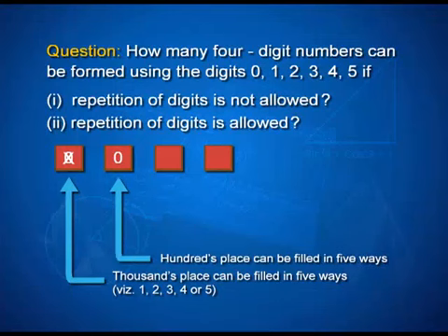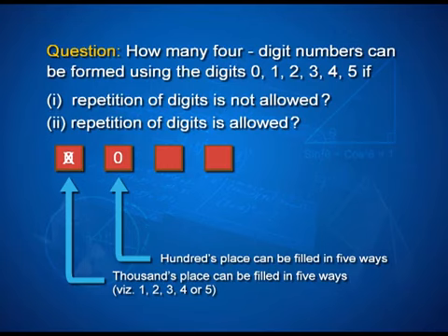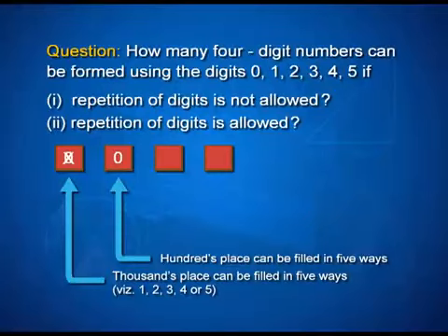Now, when we look at the next position, that is the hundreds place, 0 can very well be there, but since our first part is repetition of digits is not allowed, whatever has gone into the thousands place is no longer available, but 0 is. So, how many digits are now available for us to fill up this place? To fill up the thousands, there were 5, to fill up the hundreds, again 5, because 0 is now available, but what we have used up in the thousands is not. So, the hundreds place can be filled in 5 ways.